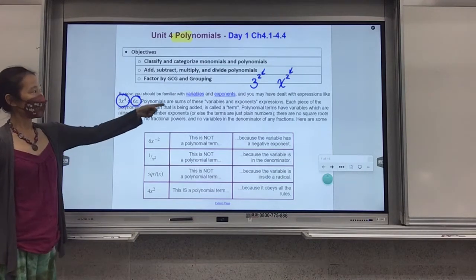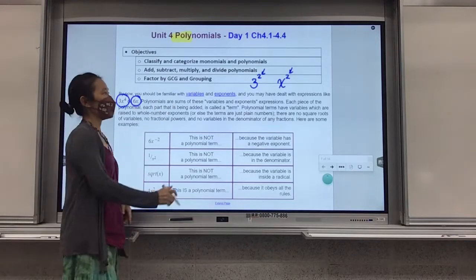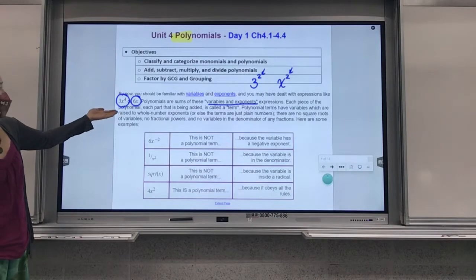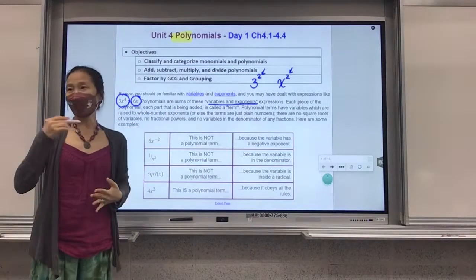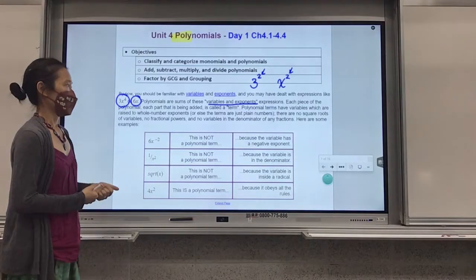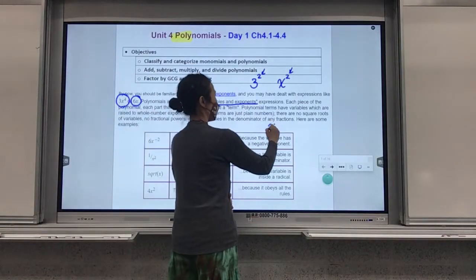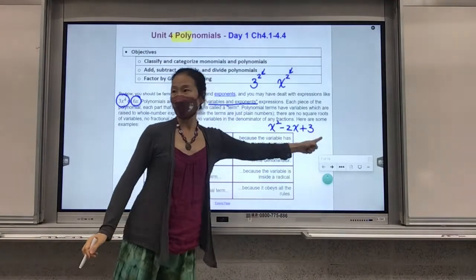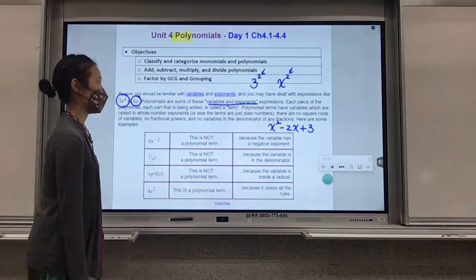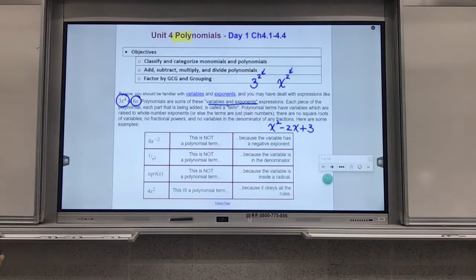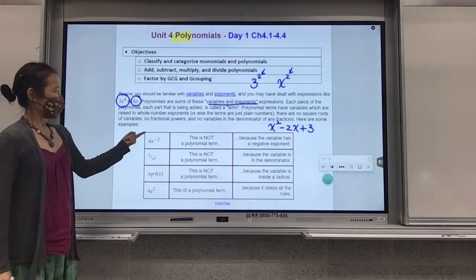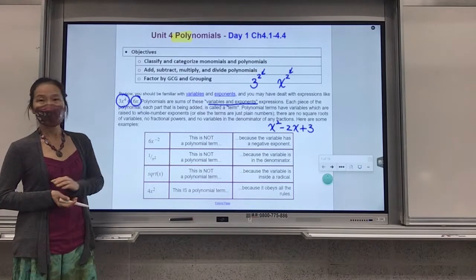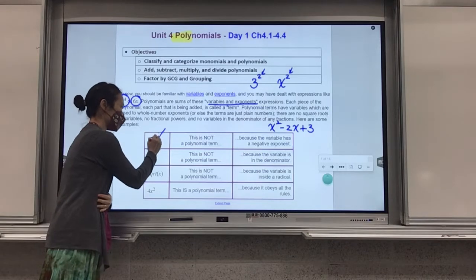So polynomials are sums of these variables and exponents. Each piece of the polynomial, we can add them. So we can add the terms together. So, for example, we can add x squared minus 2x plus 3. So there are 3 terms in this polynomial expression. So we are talking about a number multiplied by a variable to the exponent, but there are some restrictions.